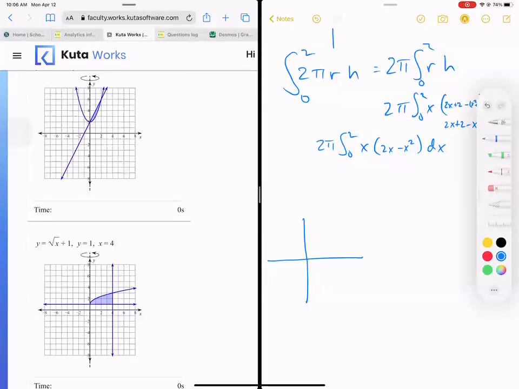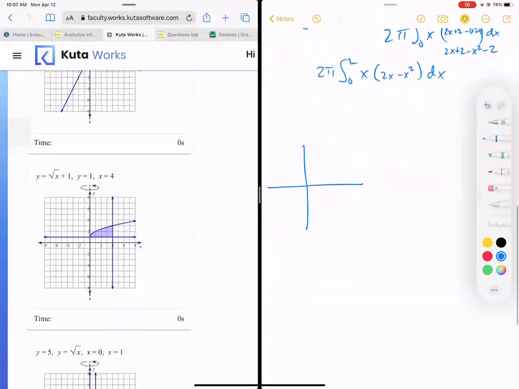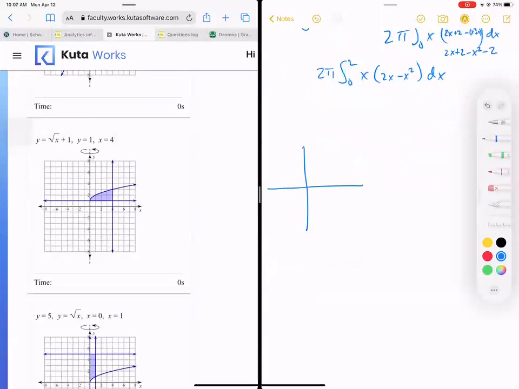Okay, we're going to do the shell method for this problem here on my left. So we see that we are rotating around the y-axis. And just as a reminder, if we're rotating around the y-axis, we need the radius to be an x value. But if you look at the formulas that are given, y is equal to square root of x plus 1, and y is equal to 1 and x equals 4. We would have to convert this into an x value.